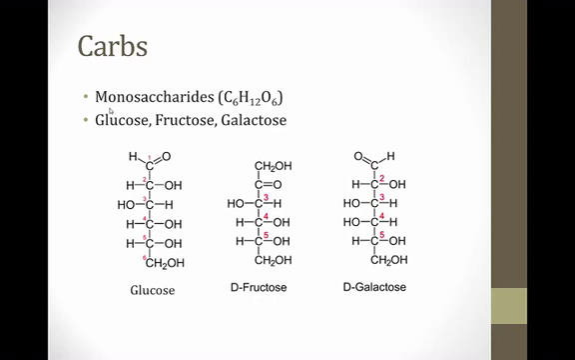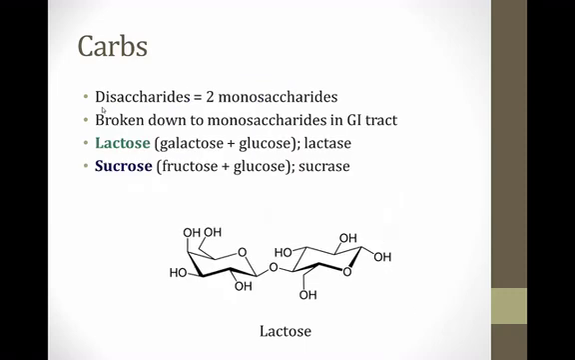The simplest carbohydrates are called monosaccharides, and there are 3 of them that are important for biochemistry: glucose, fructose, and galactose. All 3 of these monosaccharides have the same chemical formula, C6H12O6. What's different from one monosaccharide to the other is the spatial orientation of the molecules around each of the 6 carbons. So glucose, fructose, and galactose are all isomers of one another. They have the same chemical structure but different spatial orientation.